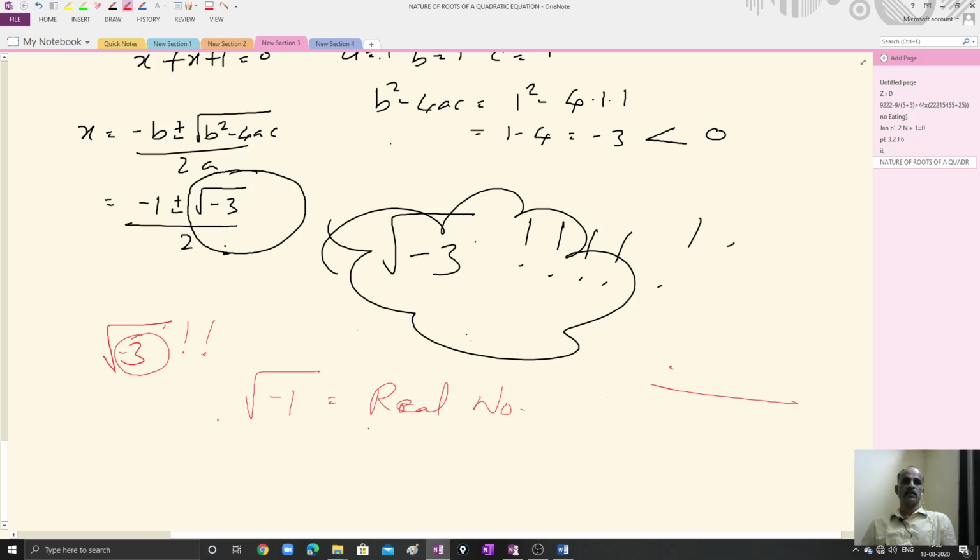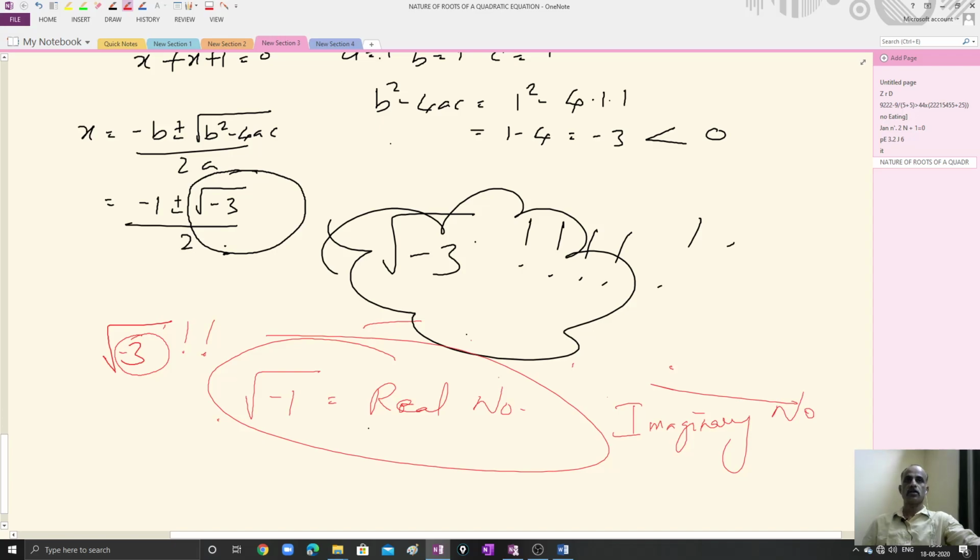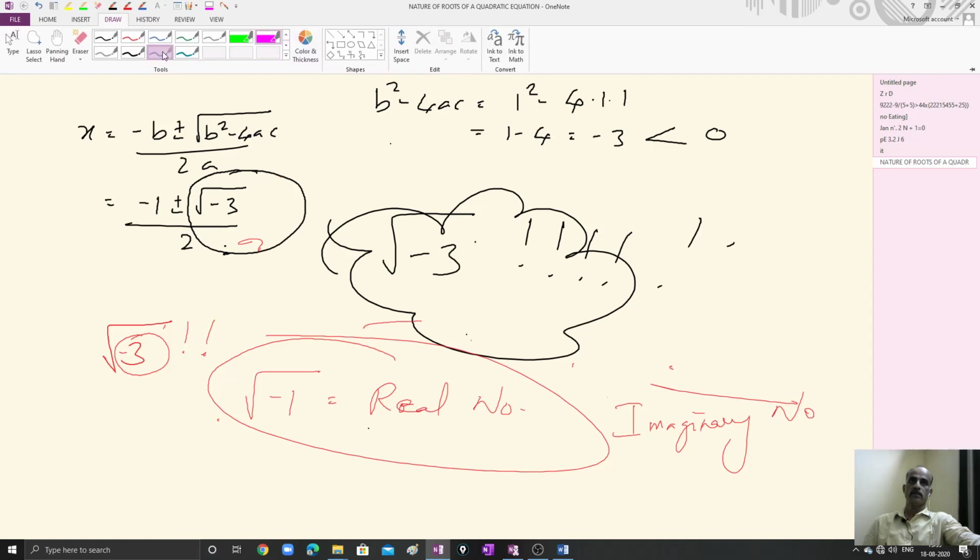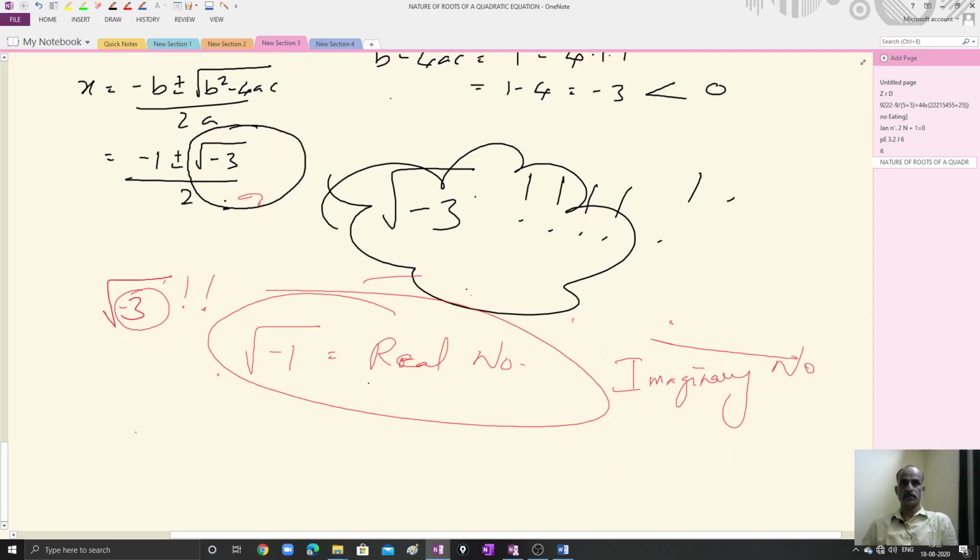And then what is that? If it is not real, then what is it? It is an imaginary number. It's not a real number, it is imaginary. In short, what we conclude here is that in case the discriminant part is less than 0, then we can say that the roots are not real.